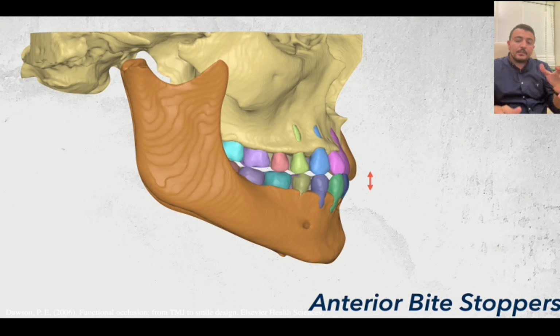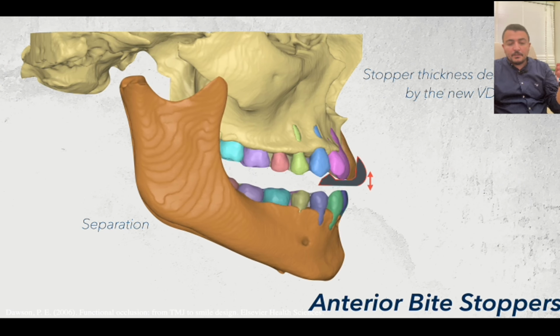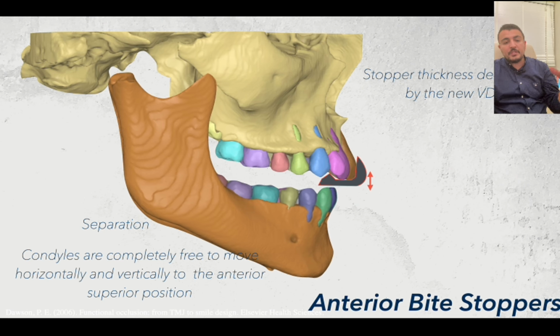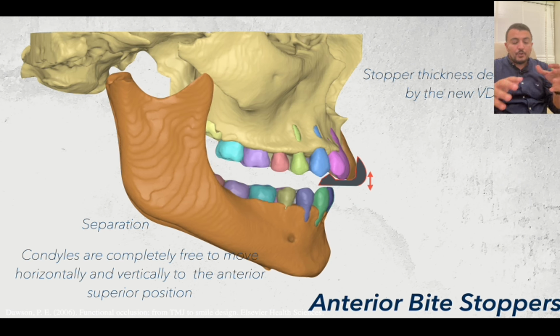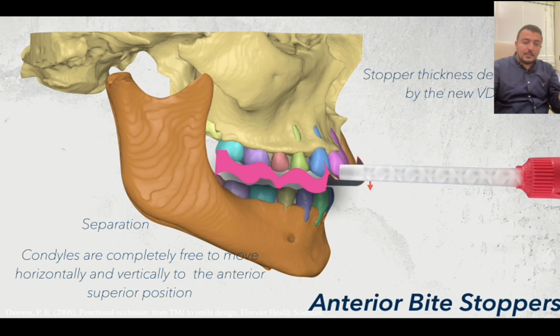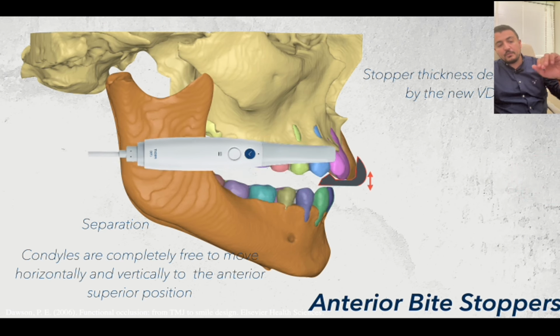This anterior bite stopper will separate the teeth according to the new vertical dimension, and then you can deprogram the mandible with any technique according to the bimanual manipulation method by Peter Dawson to seat the condyle in the anterior superior position. Now, with the old protocol, with the elastomeric impression, we can record this relationship with any elastomeric bite registration material. But nowadays, we can use this scanner to record this interocclusal relationship.